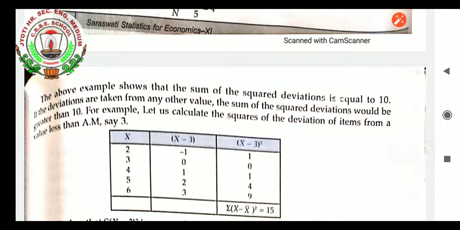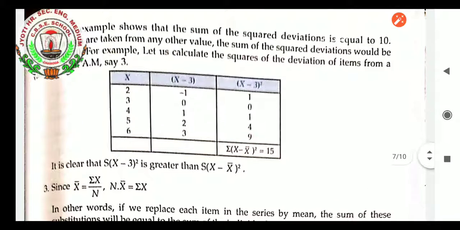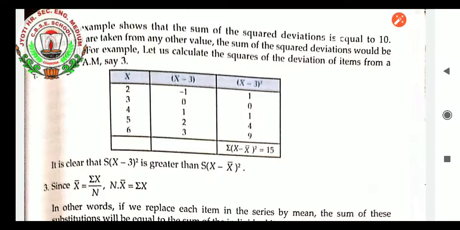The above example shows that the sum of the squared deviations is equal to 10. If the deviations are taken from any other value, the sum of the squared deviations would be greater than 10. For example, let us calculate the squares of the deviations of the items from a value less than the arithmetic mean, say 3. What will you see there? If we are taking 3, the negative value is less but the positive values are more.